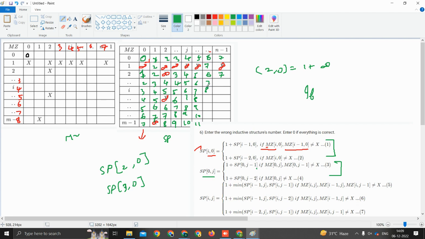So 7, 8, 9, 10, 11, 12. Yeah, 8, 9, 10, 11, 12. 13. So we can reach them in 13 steps. That's what they're saying, right? Great. Okay.